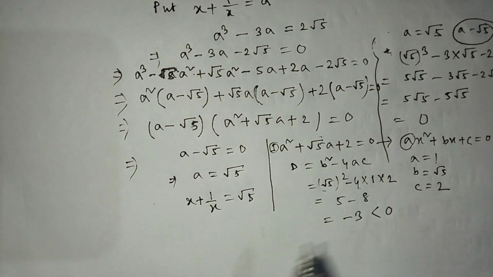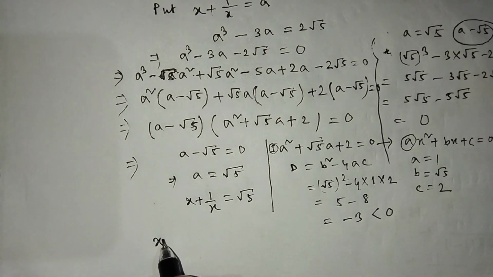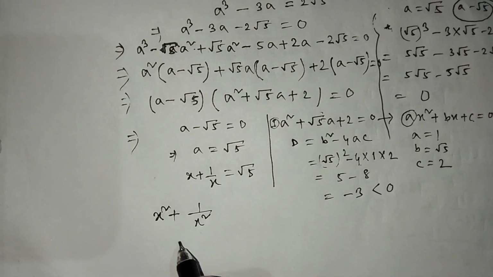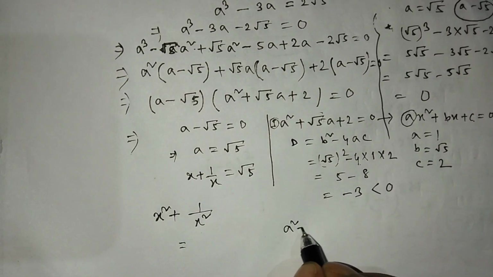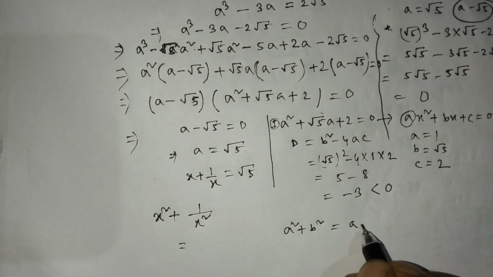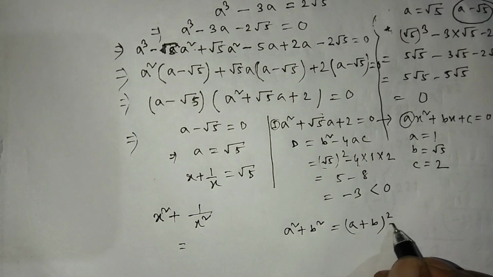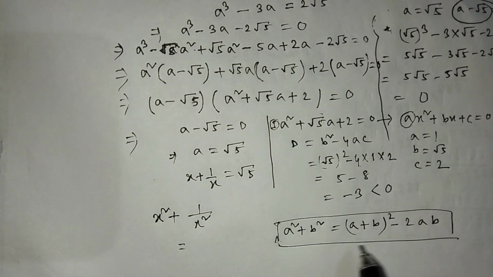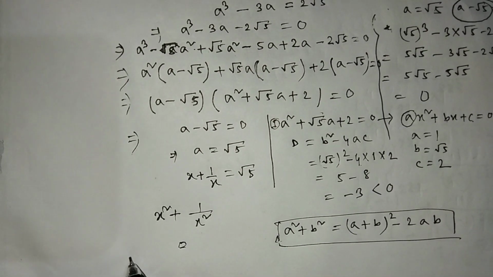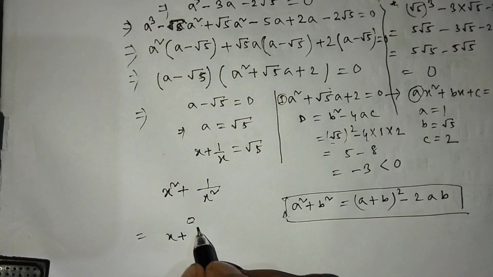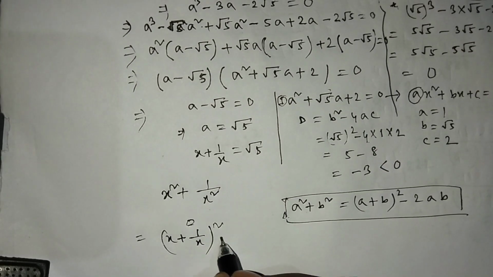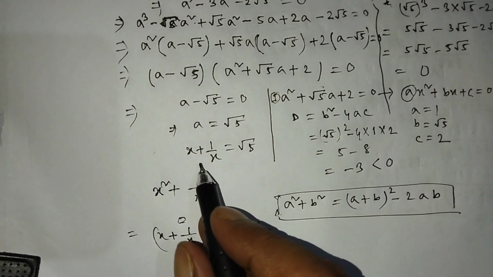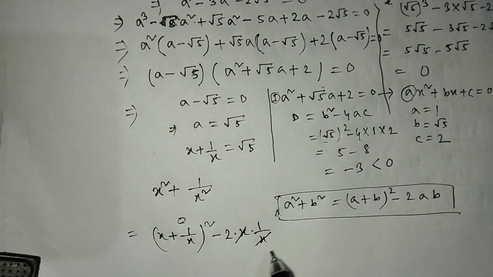So student, but we have to find the value of x square plus 1 by x square. Okay, student. So we have to apply the formula a square plus b square is equal to a plus b whole square minus 2ab. So this formula we have to apply here. Okay. So if you apply this formula, we have to write x plus 1 by x whole square minus 2 into x into 1 by x. So x cancels. The value of x plus 1 by x is root 5. So we have to put it here.